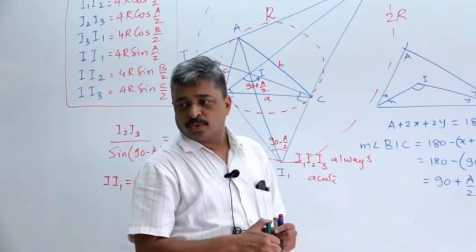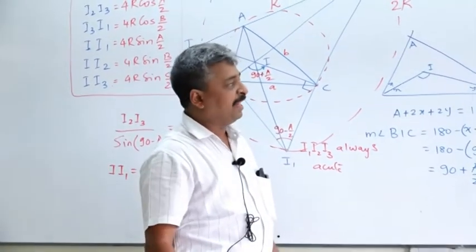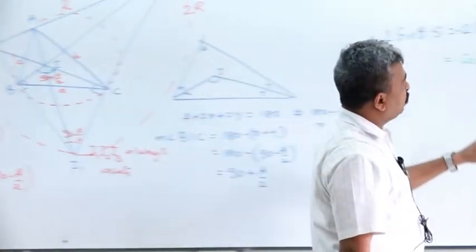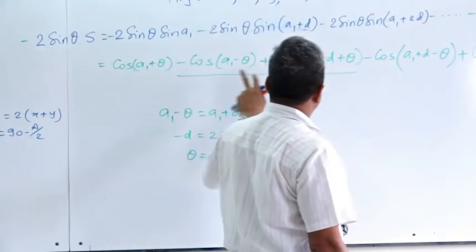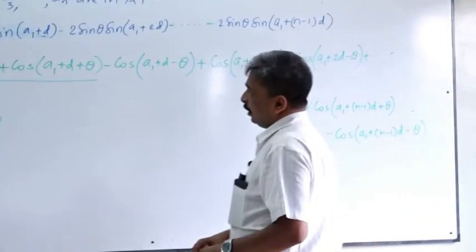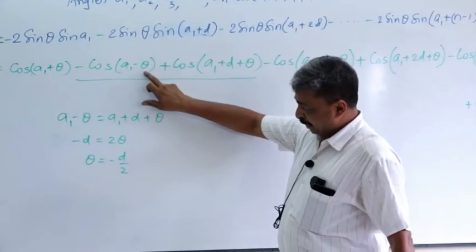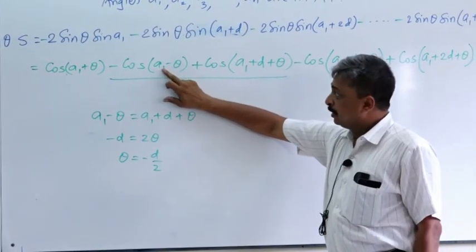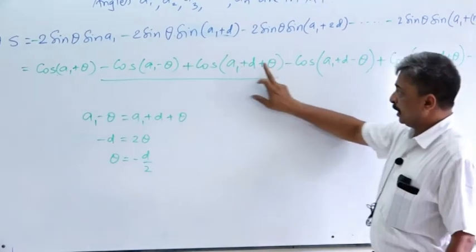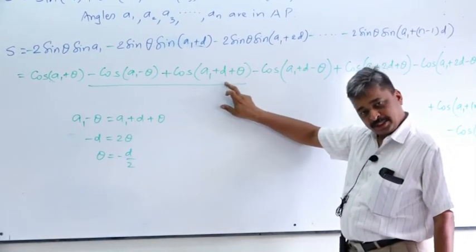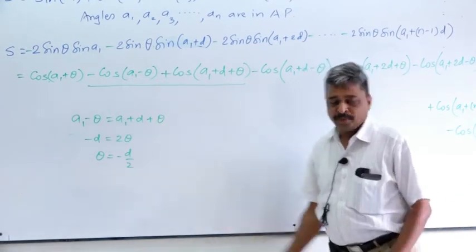Are yes or no? So if my value of theta is minus d by 2, then these two terms will cancel with each other. These two terms also, let us see. Theta is equal to minus d by 2. What will this quantity be? a1 plus d by 2. And if theta is equal to minus d by 2, then what is this quantity? a1 plus d by 2. So these two are cancelled.